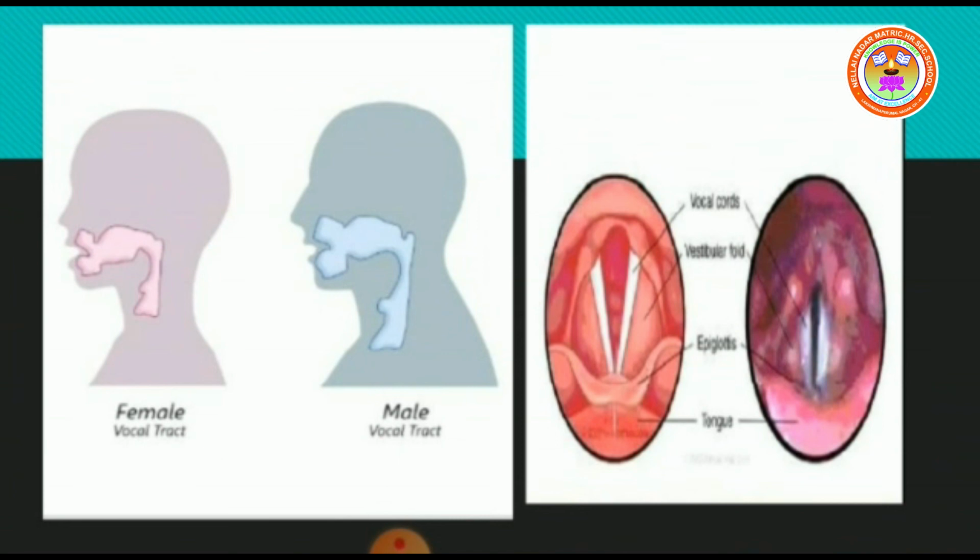Males generally have thicker and longer vocal cords that produce a deep, low pitch sound in comparison with females. So, female vocal tract and male vocal tract. Males generally have thicker and longer vocal cords that produce a deep, low pitch sound in comparison with females.